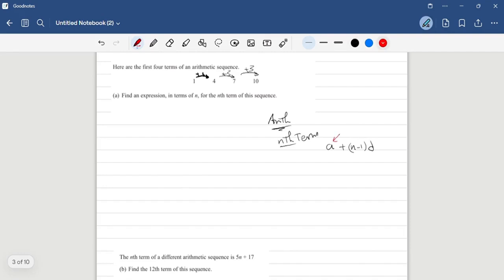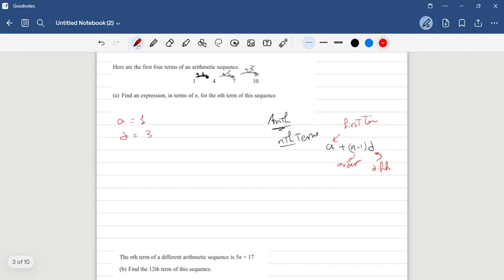What is the meaning of a? It's the first term. What is the meaning of n? It indicates the order of the term. d means the difference between each two consecutive terms. So we can note that I need to identify all the values here. Of course, here we can identify a as 1, and d, the difference between each two terms, is 3.